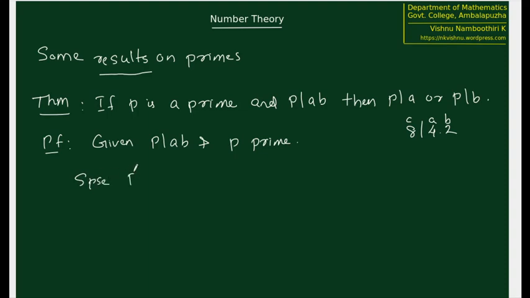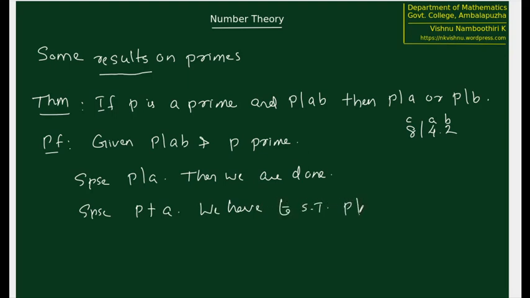Suppose P divides A, then we are done. Why? We want P to divide either A or B. We are not interested in checking if P divides A and B. We want P to divide one of them, that's it. So if P divides A, then there is nothing else to prove. We already got that P divides one of the numbers, so we stop. Okay, now suppose P does not divide A. This is the case that we want to see. So we have to show that P divides B in this case.